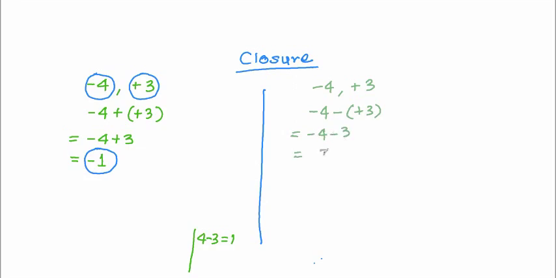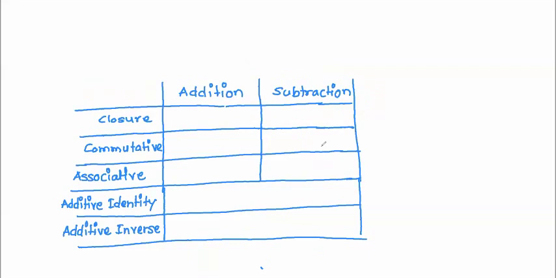4 plus 3 is 7. And we get the sign of the greater number, which is 4 in this case, and the sign is minus. So the answer is -7. Now again we can see clearly that -4, 3 and -7, all three are integers. So now we can say that integers are closed under subtraction as well. So I made a chart here. So closure property, we can say that integers are closed under addition and they are also closed under subtraction.